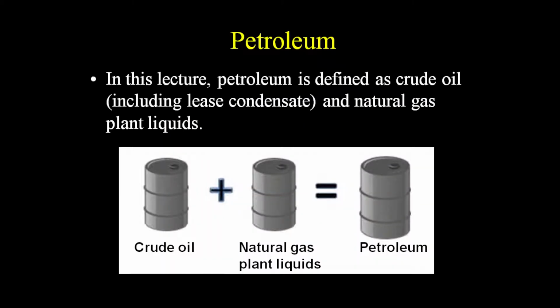In this lecture, petroleum is defined as crude oil and natural gas plant liquids. Petroleum, or oil and gas, is a naturally occurring flammable liquid. It is formed from organic matter, tiny plants, algae, and bacteria, or plankton, that lived in the ocean millions and millions of years ago. As living organisms, they absorbed energy from the sun, which was stored as carbon molecules in their bodies. When they died, they sank to the bottom.